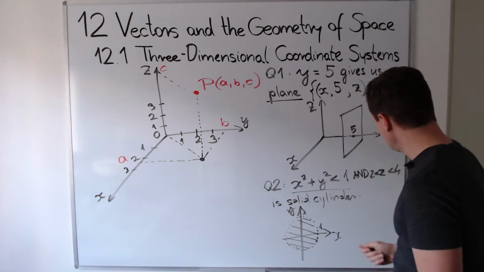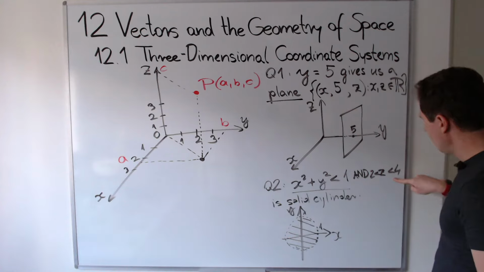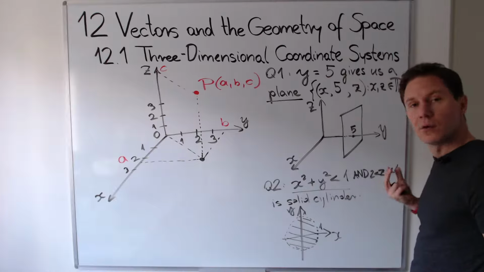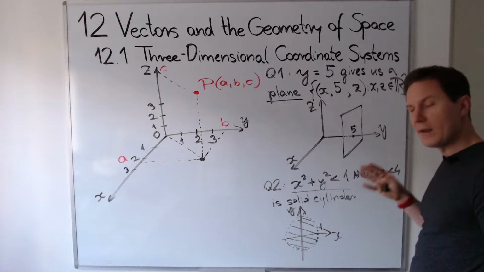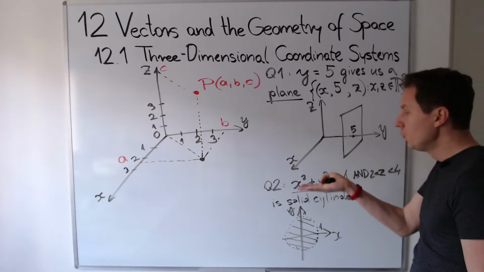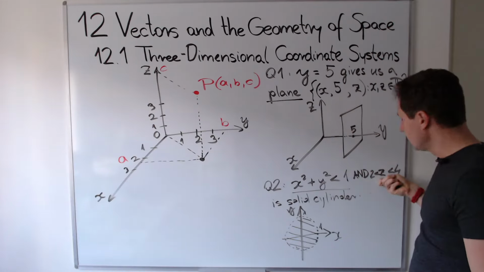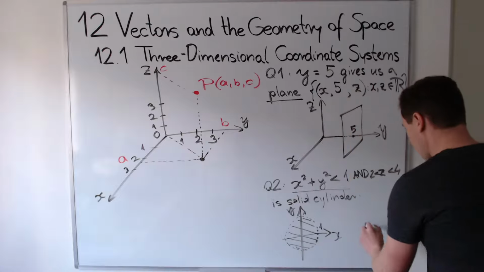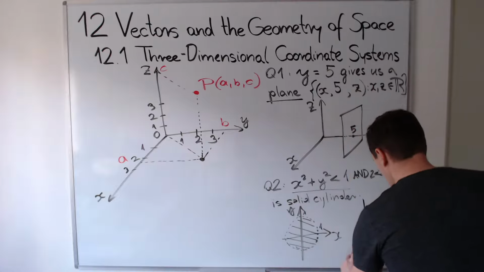So we have this unit disk, and then its height, the z coordinate, should be between 2 and 4. So imagine lifting this disk and sweeping through the region where the z value is between 2 and 4. Let me try to draw that as well.